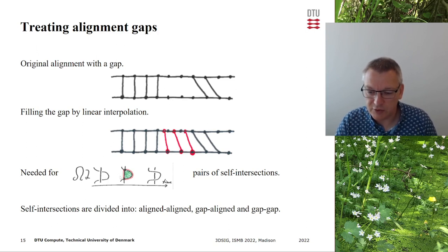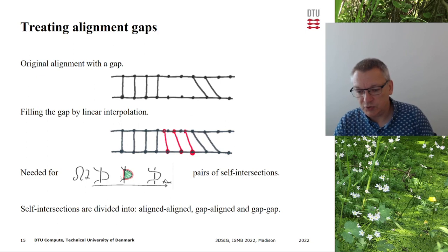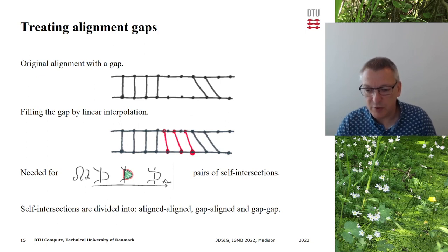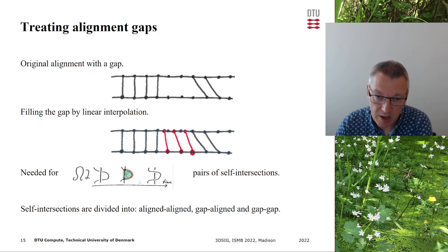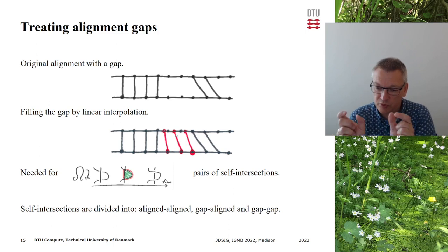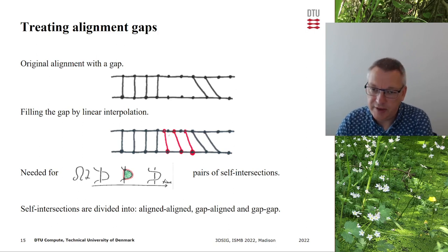So we need to take the gaps into consideration if we want to talk about topology of the chains. And the way it's done is simply by a sort of linear interpolation. You put in pseudo atoms at a shorter distance on the shorter side in the alignment gap.